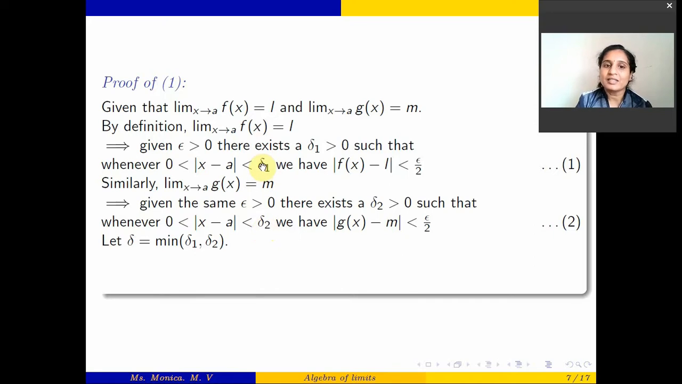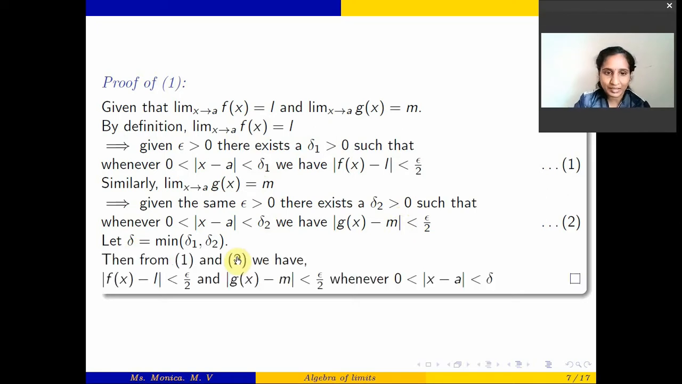So if I take the distance less than 1, anyway this condition is satisfied. If I take distance between x and a less than 1, this condition is satisfied until it is less than 2, so it is satisfied for less than 1 also. That means whatever is the minimum of these two numbers, when distance is less than that minimum, both the conditions are satisfied. So I'll call that minimum value delta. Delta is equal to minimum of delta 1 and delta 2. Then from equations 1 and 2, whenever the distance between x and a is less than delta, both these conditions are satisfied. We will keep this aside now.